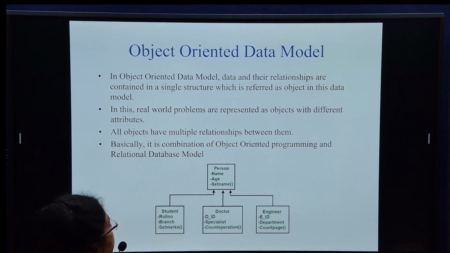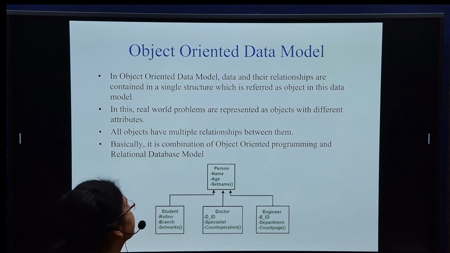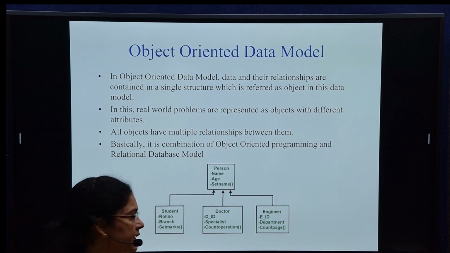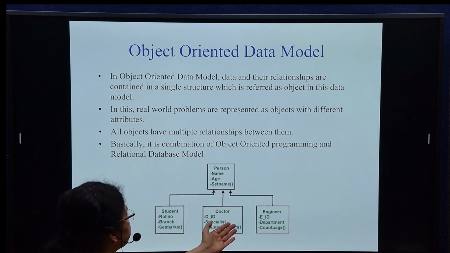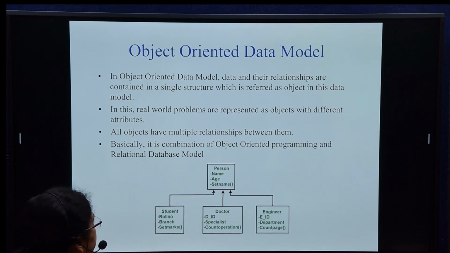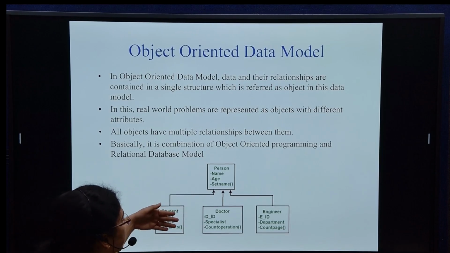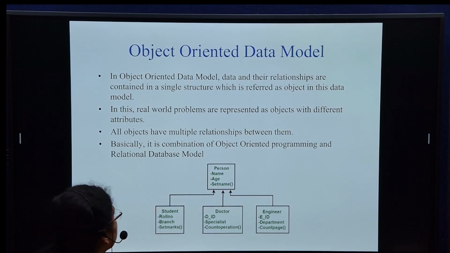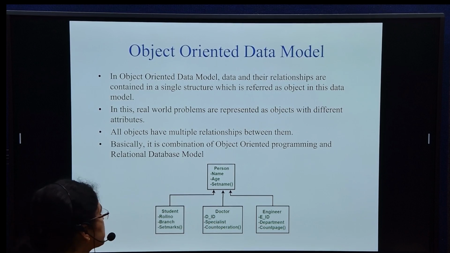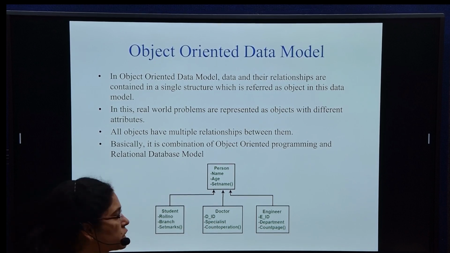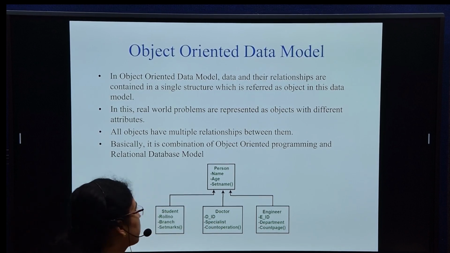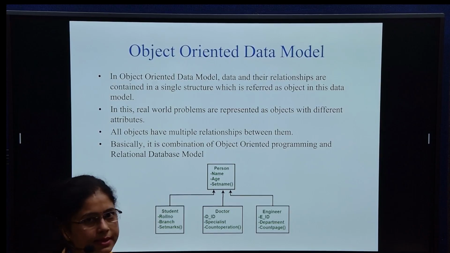Next is the object-oriented data model. In the object-oriented data model, data and the relationship are contained in a single structure. In this, real-world problems are represented as objects with different attributes. All objects have multiple relationships between them. Basically, it is a combination of object-oriented programming and the relational database model.